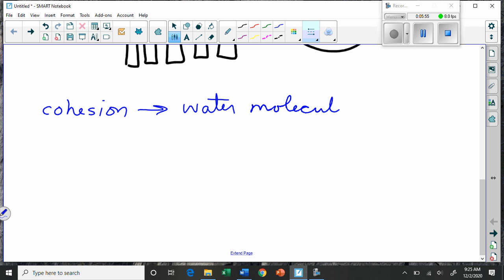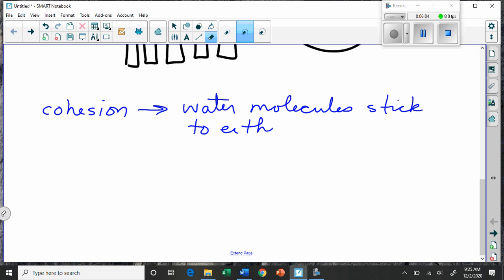Water molecules stick to each other. So if one moves, the other will pull along behind it, like a chain. This is called cohesion. The reason for that has to do with the fact that the water molecule is polar, and it has positive and negative sides, or poles. The positive pole of one water molecule can pull on the negative pole of another because opposite charges attract.